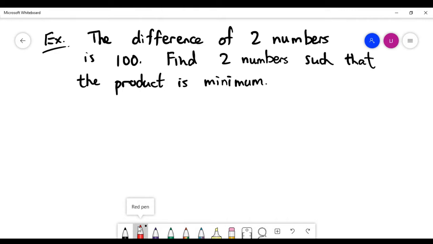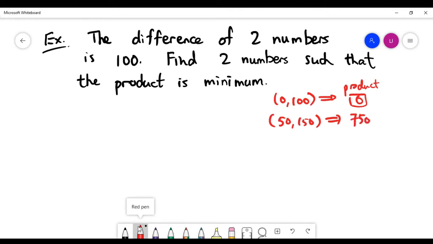We are searching for such a pair of numbers such that the product is minimum, and you can randomly give it a try. For example, if you pick these two numbers, you see the difference of the two numbers obviously is 100, right? But if you take the product, it's going to be 0 because 0 times 100 is 0. You can randomly try other pairs. For example, you can try 50 and 150. The difference between the two numbers is 100 obviously, and if you take the product now, it's going to be 7500.